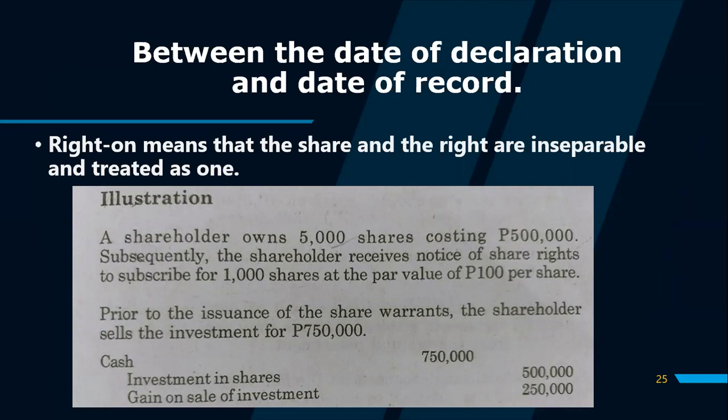Next, we have the period between the date of declaration and the date of record. So we have the right-on, which means that the share and the right are inseparable and treated as one. To illustrate, a shareholder owns 5,000 shares costing 500,000. Subsequently, the shareholder receives a notice of share rights to subscribe for 1,000 rights at the par value of 100 per share. Prior to the issuance of the share warrant, the shareholder sells the investment for 750.